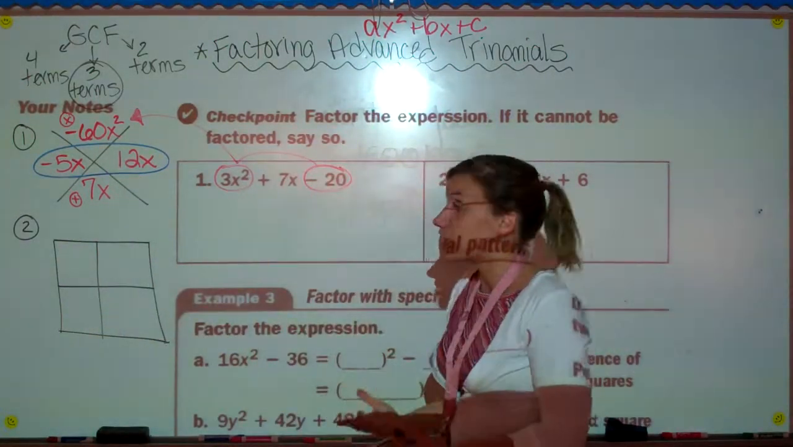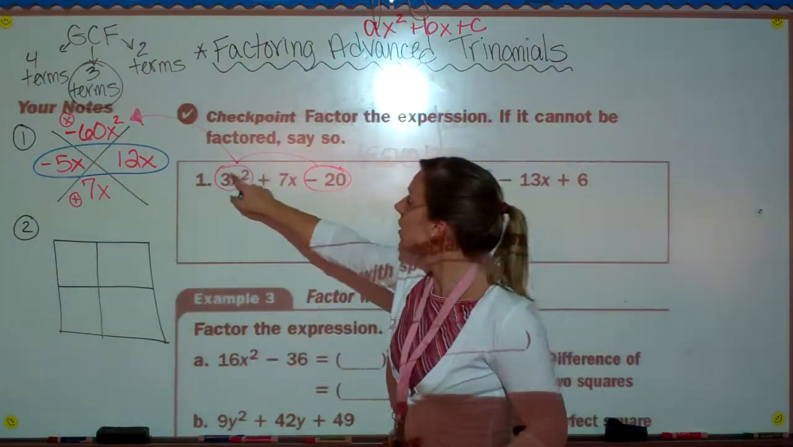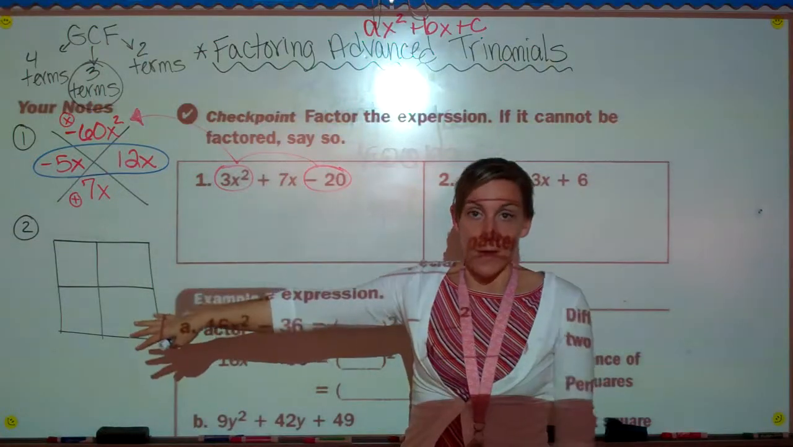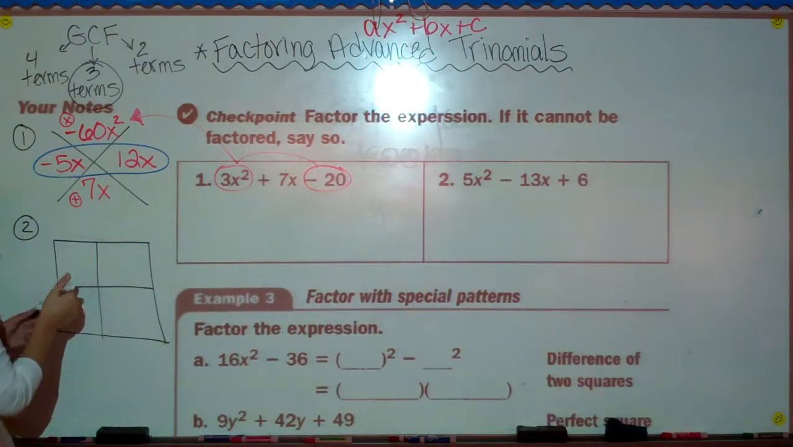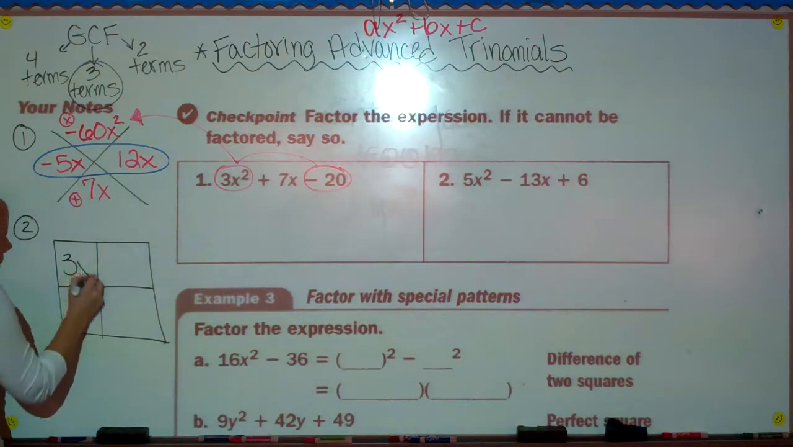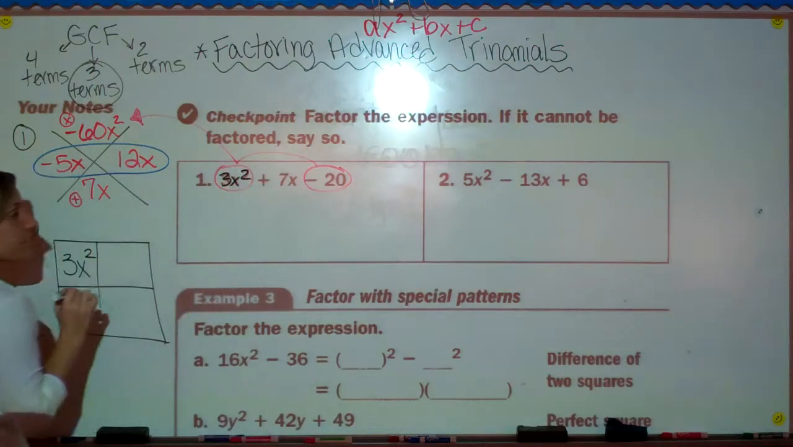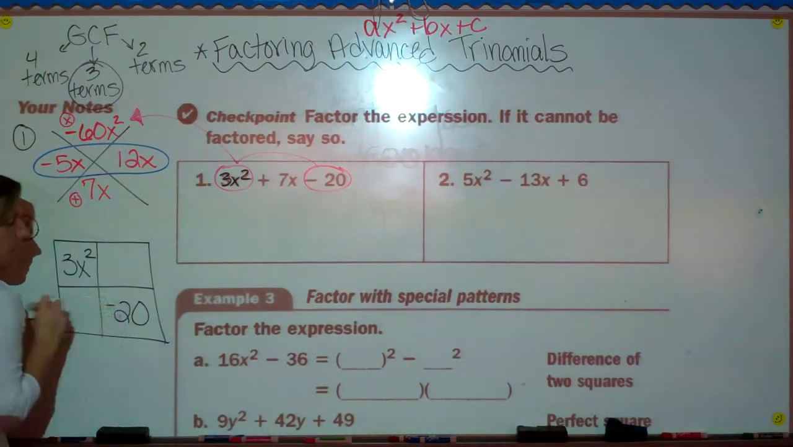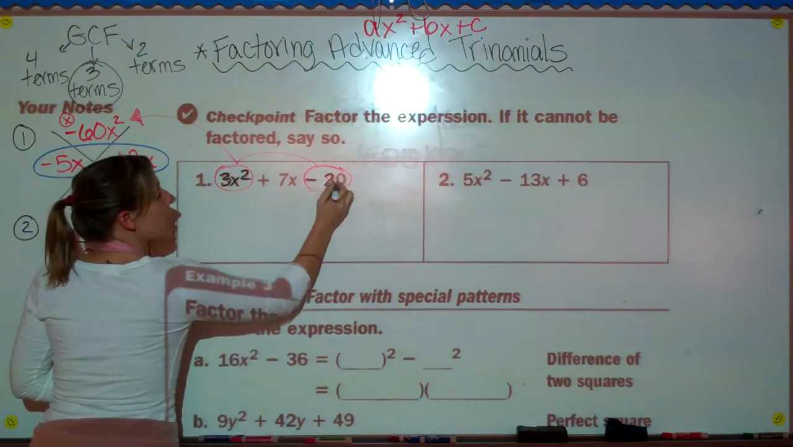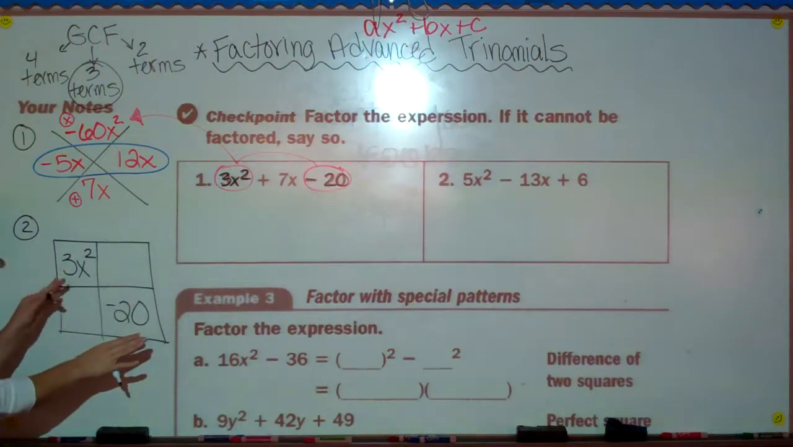Now we have 3 terms. So it's a little bit different, because if we've got 3 terms, how can we put them in the box? Well, what we do is we put the beginning in the beginning. So 3x squared comes from this 3x squared. We put the end in the end. So minus 20 goes in to the end. So the beginning and the end are the same.